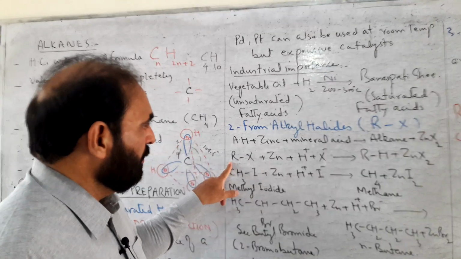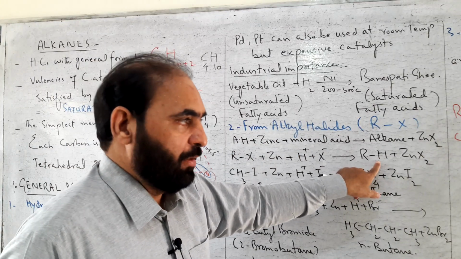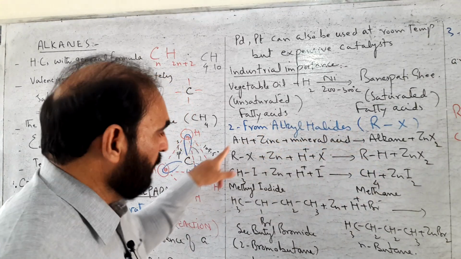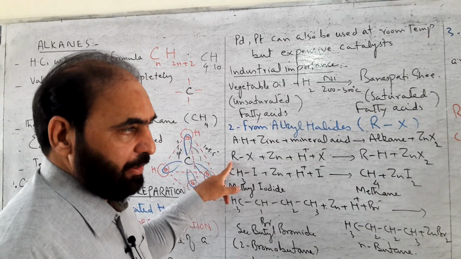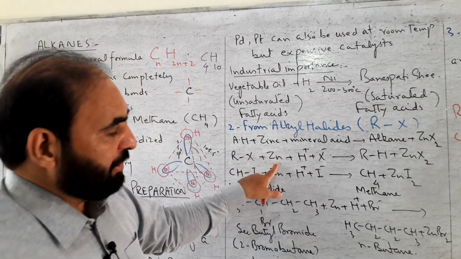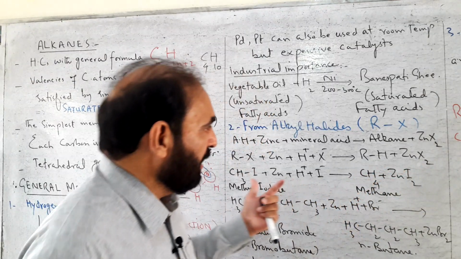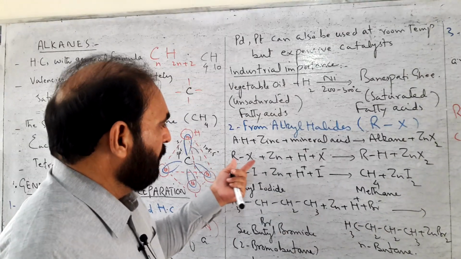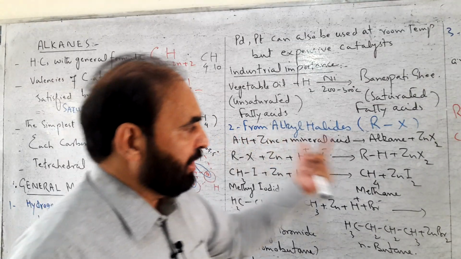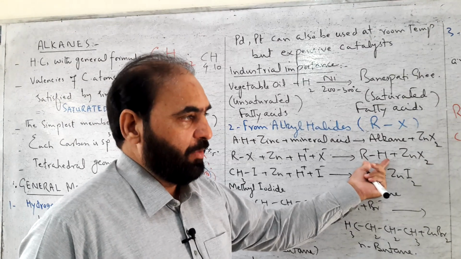So R of the alkyl halide is changed to RH, which is the general formula of an alkane having the same number of carbon atoms as present in the alkyl halide. Zinc is changed to zinc halide. This is an oxidation reduction method. Zinc is oxidized to zinc ion and is changed to zinc halide, and the alkyl group is reduced to alkane RH.